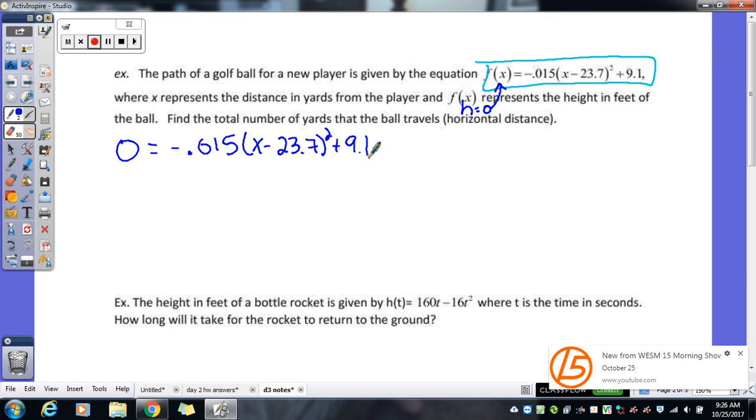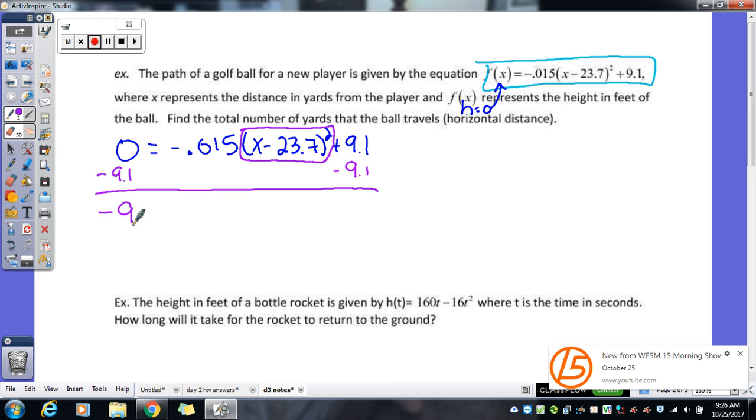So we're going to have 0 equals negative 0.015 times (x minus 23.7) squared plus 9.1. That's a 0. Okay, so because this is written like this, (x minus 23.7) squared, I'm going to get that on its own and then take the square root of both sides to get my answer. So I'm going to subtract my 9.1.